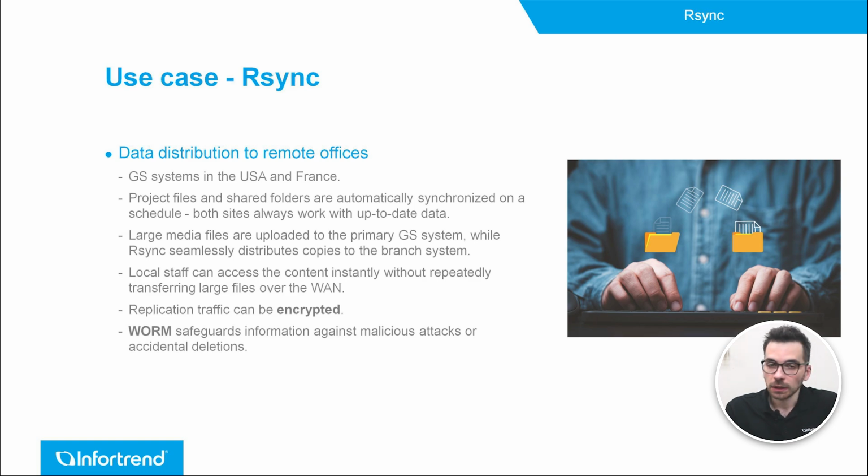For compliance and security, replication traffic can be encrypted to meet data protection regulations, while features like WORM safeguard information against malicious attacks or accidental deletions.